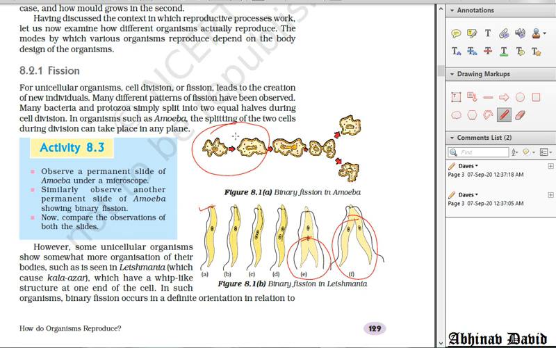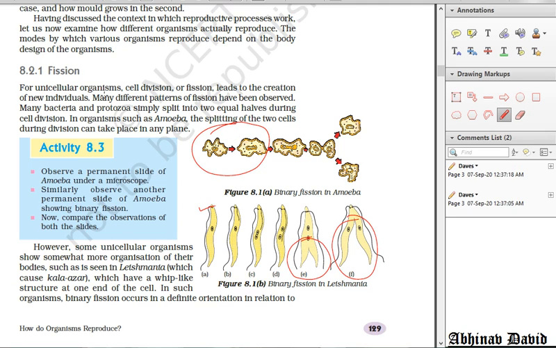So, what is fission? Let us revise it. Fission is a type of asexual reproduction in which an organism simply divides into two or more daughter cells. If it divides into two daughter cells, we call it binary fission. If it divides into more than two daughter cells, we call it multiple fission. An example of multiple fission is plasmodium. So let us see what is given here.